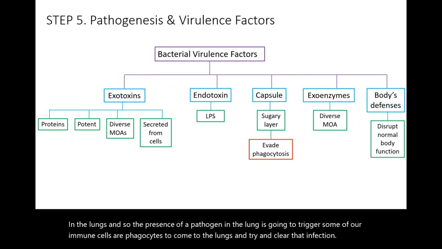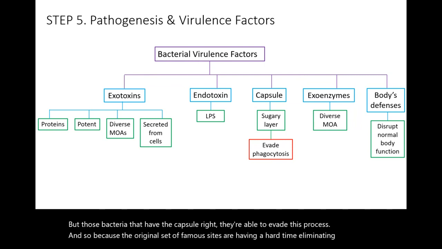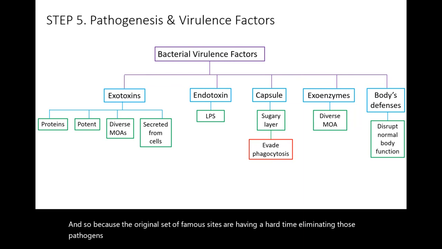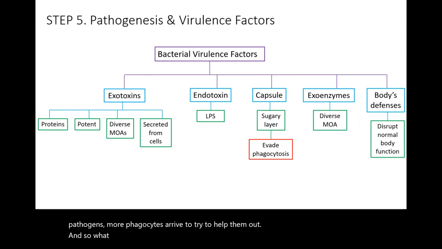But those bacteria that have the capsule are able to evade this process. And because the original set of phagocytes are having a hard time eliminating those pathogens, more phagocytes arrive to try to help them out. And so what then happens is the inflammatory response is triggered, because we need to keep these pathogens in this particular area.